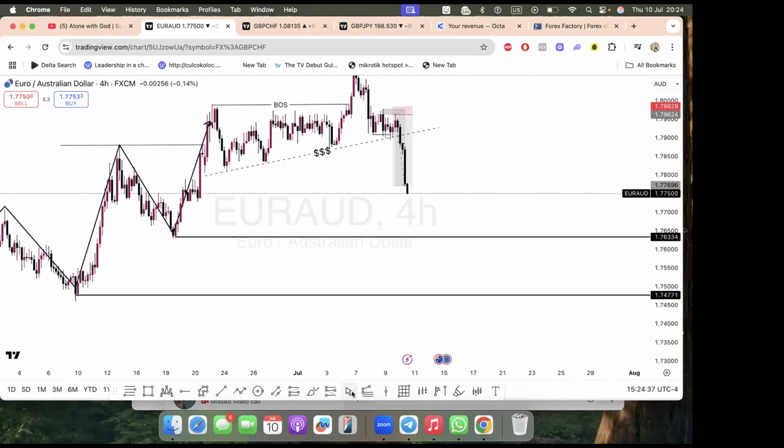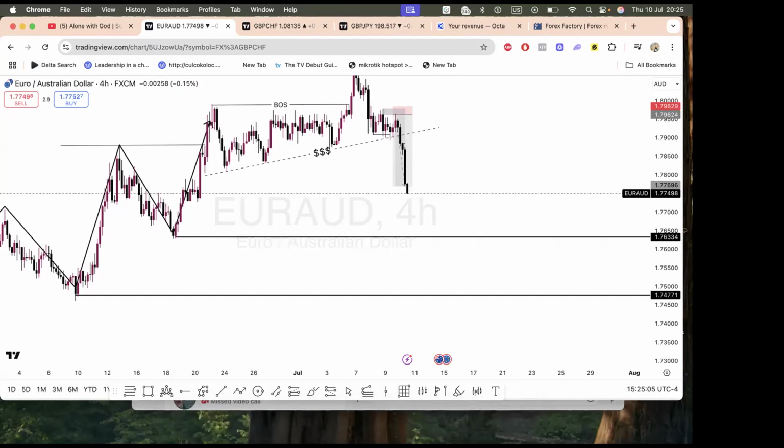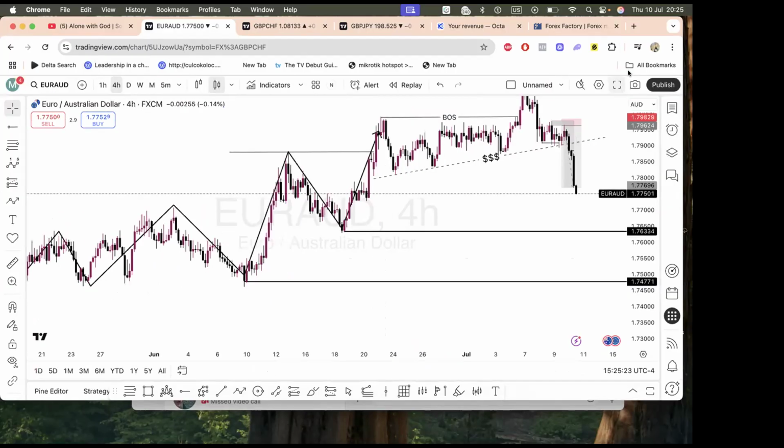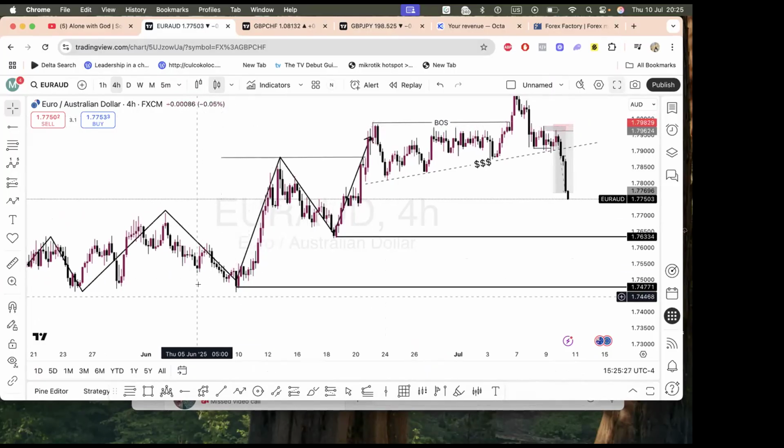What about this one? This support, where is it at? What price? No, the second one. 1.74771. So if your coach tells you, hey Justice, Marcel, Christiana, go and set your buy limit at 1.74771, it means the market has not gotten there yet.